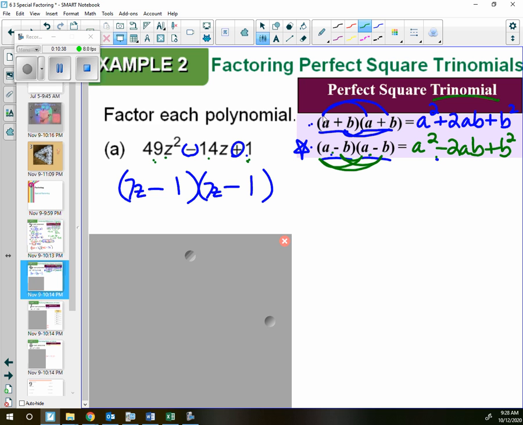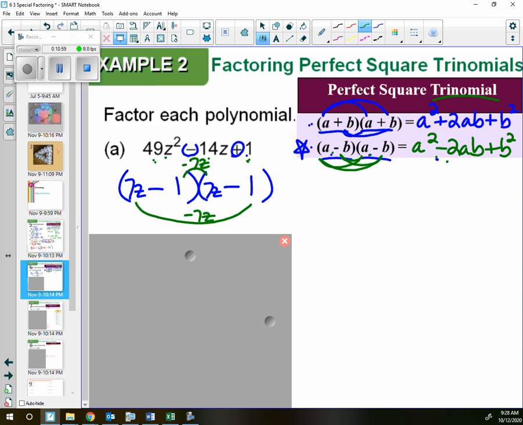Now, is this the right set? Well, outsides plus inside should give me that negative 14. So I have a negative 7z and a negative 7z. In other words, that middle term is always double whatever that inside or outside product is. There's two of the same terms, so they just double. That's where that 2 comes from. So it checks out perfectly. We get that negative 14.